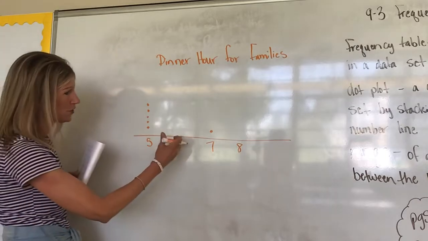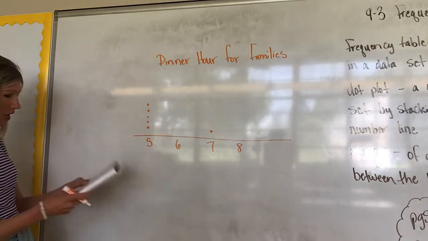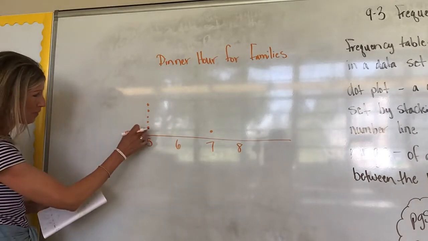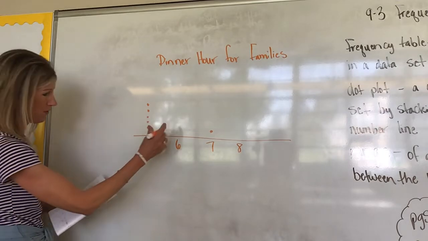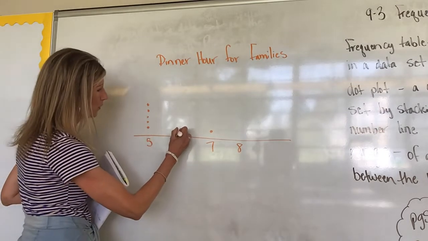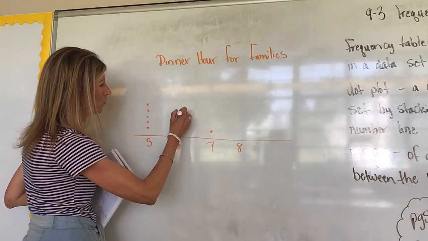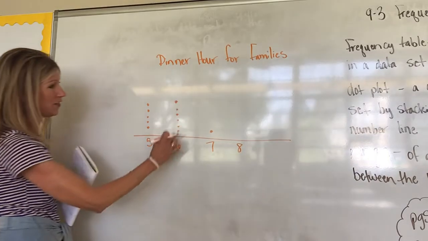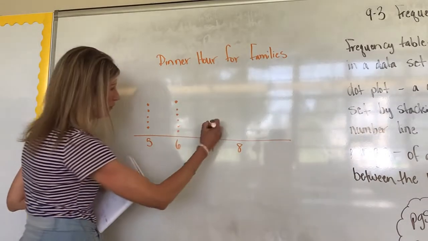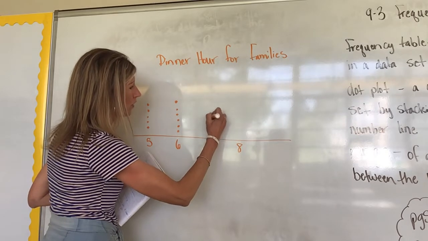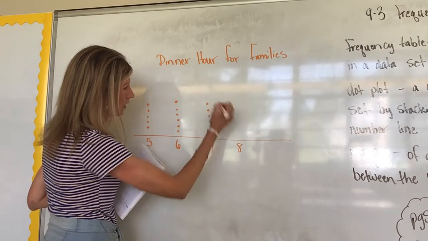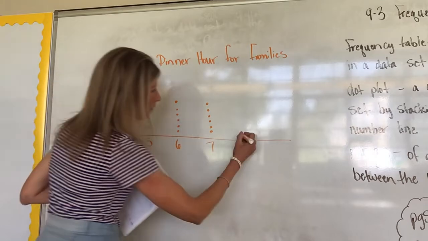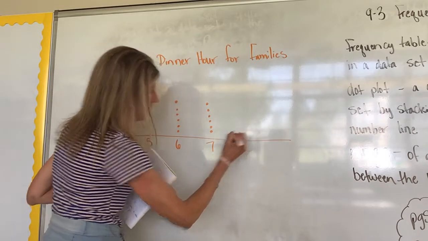Just whatever hour they're telling you, you need to put a dot for that hour. Let's say 5 people, 1, 2, 3, 4, 5, said 5. 6 people, 1, 2, 3, 4, 5, 6, said 6 o'clock. 6 people said 7, 1, 2, 3, 4, 5, 6. And then let's say one person said we eat at 8.